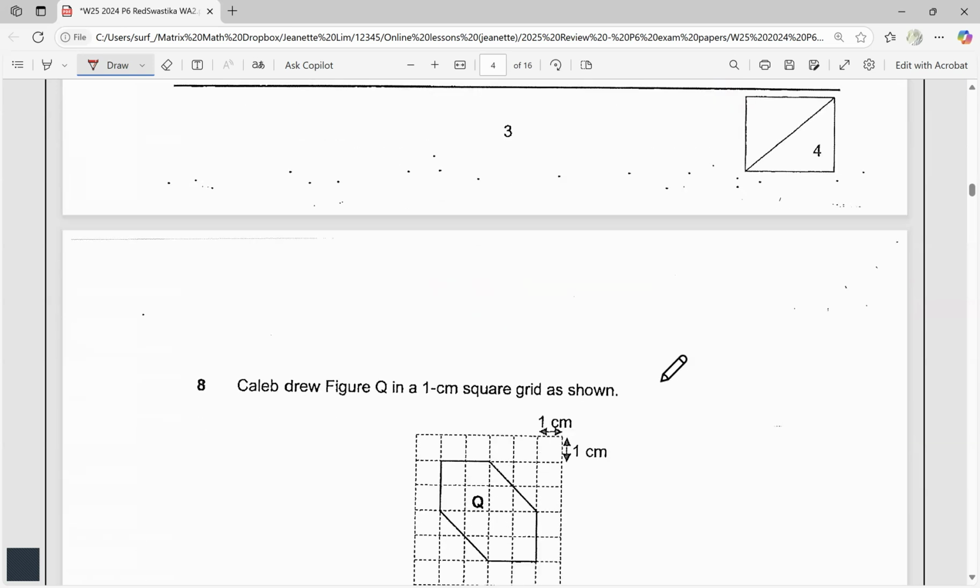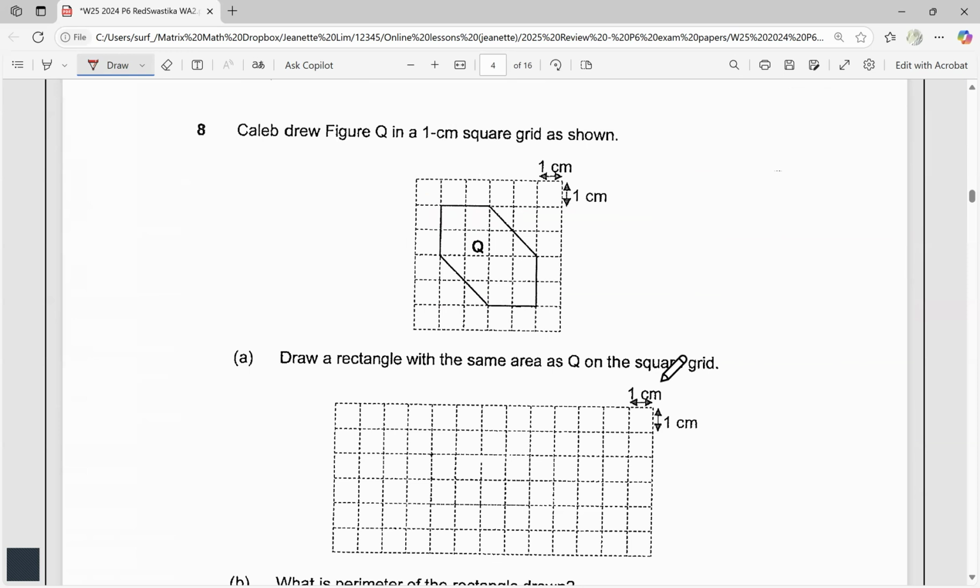All right, next part, question number 8. Caleb drew figure Q in a 1 cm square grid as shown. So this is figure Q here in the grid. For part A, draw a rectangle with the same area as Q on the square grid. Okay, to find the area of Q, you can cut this diagram up so that it's easier to find. There are a few ways to cut it.